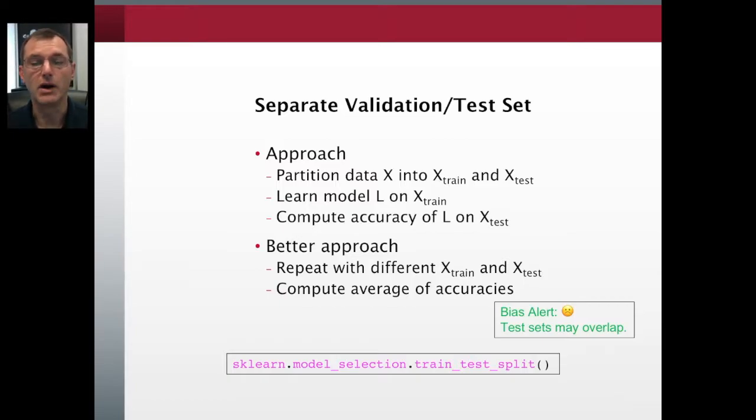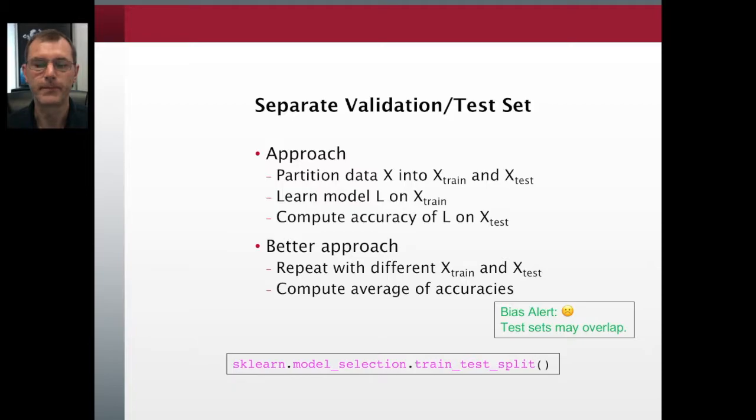Now we can do that once, which is good, but we can actually do even better if we repeat that process multiple times, each time choosing a slightly different training and testing set. So we do that multiple times and compute all the accuracies, and so the final estimate is the average of all of those accuracies.